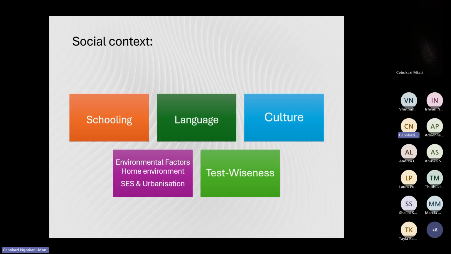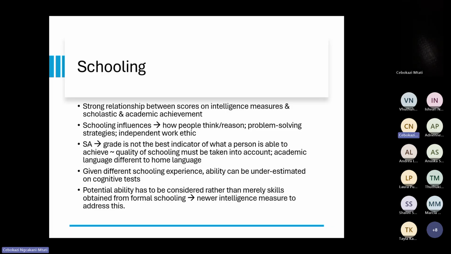And then we move on to the social context, and we'll look at schooling, the impact of schooling, impact of language and culture, the environmental factors and the home environment, and how that can actually impact on a person's test performance as well as test wiseness.